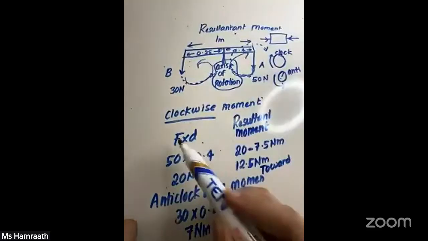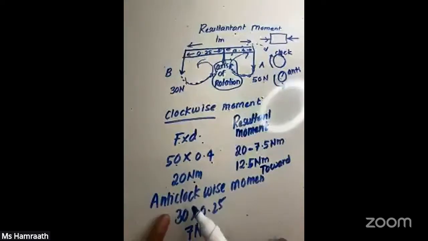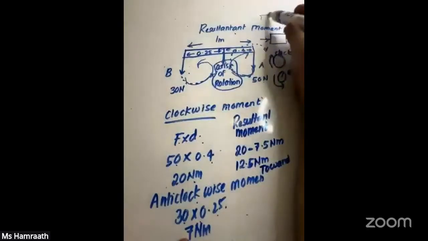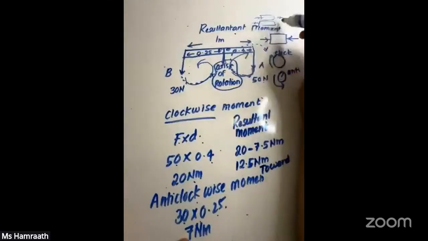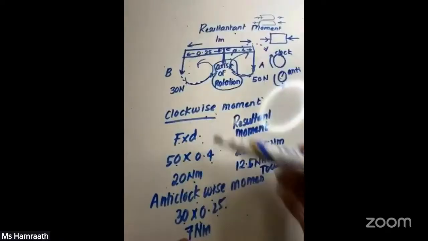What is the moment? F into D, 50 into 0.4, 20 Newton meter. And then you can find the moment at B, 30 into 0.25, 7.5 Newton meter. Now I told you in resultant moment, if you have forces in the same direction, you can add. If you have them in the opposite direction, you can subtract. So clockwise and anti-clockwise are opposite directions.